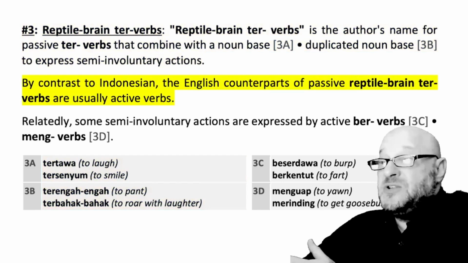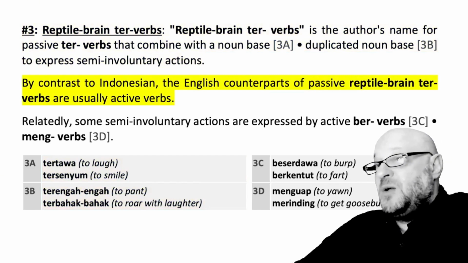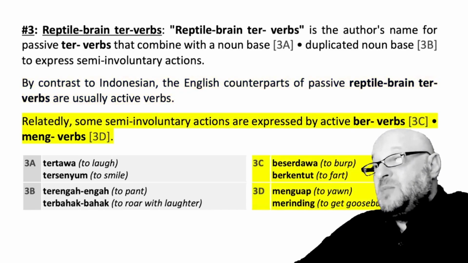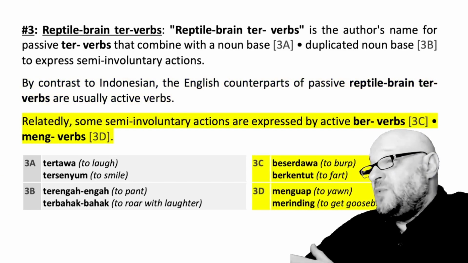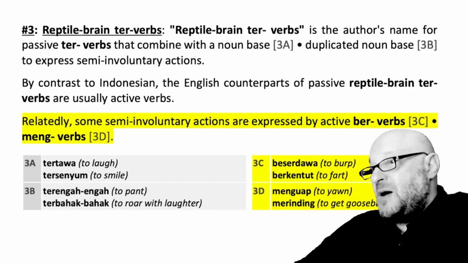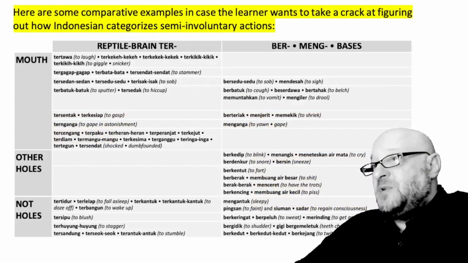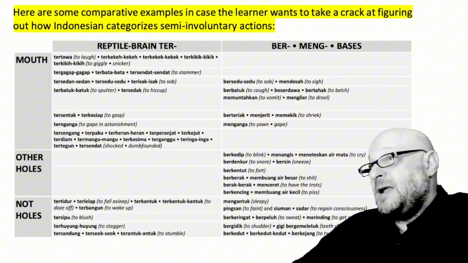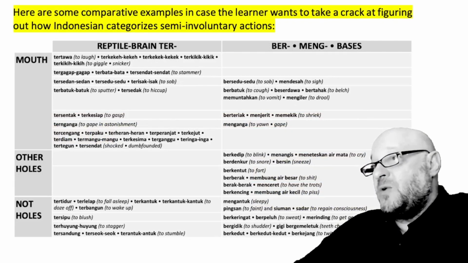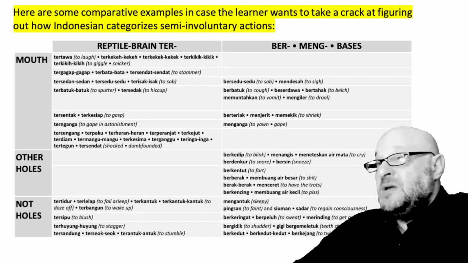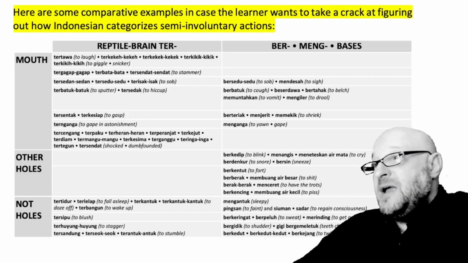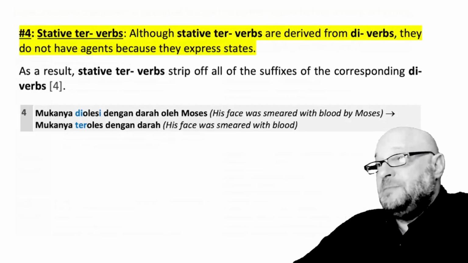By contrast to Indonesian, the English counterparts of passive reptile-brained verbs are usually active verbs. Relatedly, some semi-involuntary actions are expressed by active verbs or meng- verbs. Example 3c, bersendawa, to burp. Example 3d, menguap, to yawn. Here are some comparative examples in case the learner wants to take a crack at figuring out how Indonesian categorizes semi-involuntary actions between reptile-brained verbs and meng- and ber- bases.